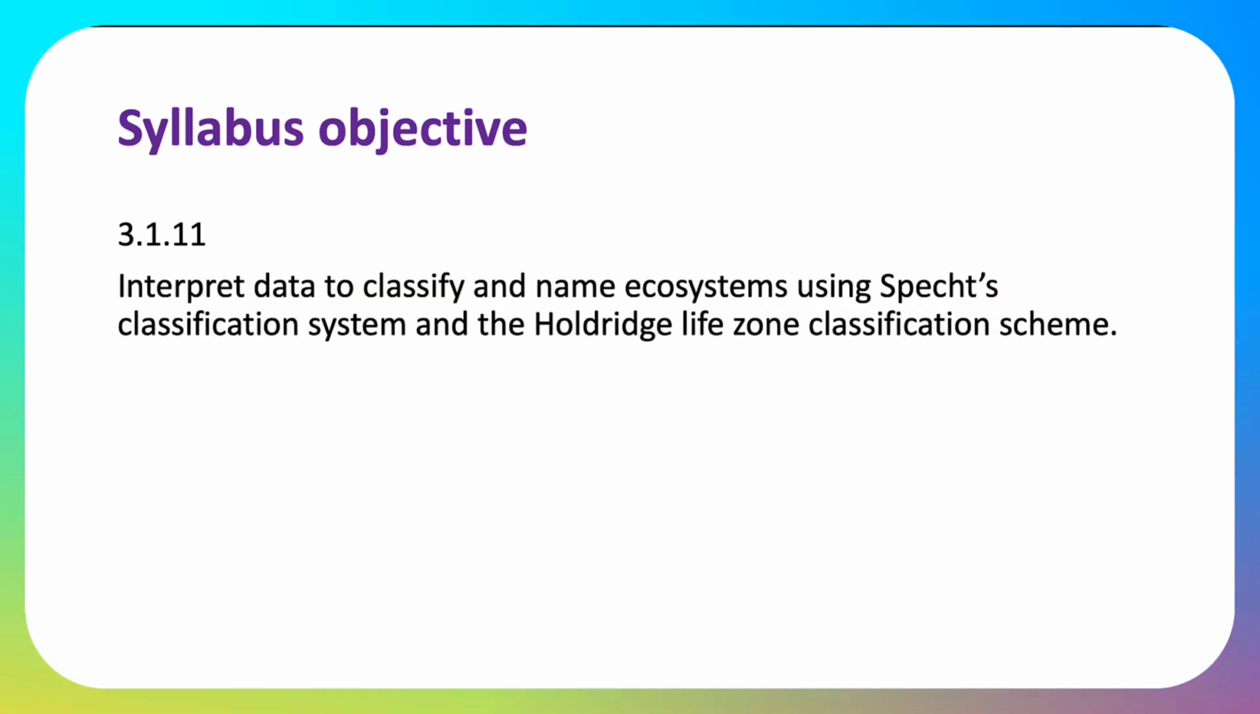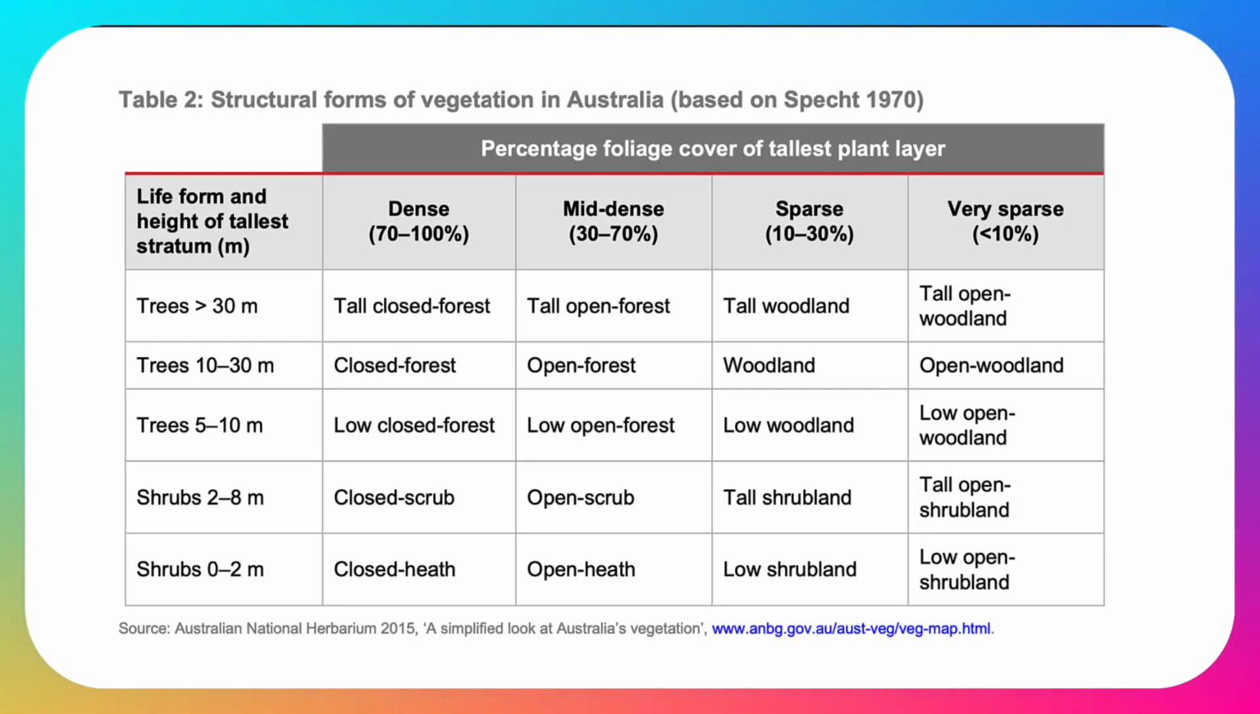This is what the syllabus objective says. You need to be able to interpret data to classify and name ecosystems using the Specht classification system and the Holdridge life zone classification scheme. So let's have a look at Specht first of all. Specht is the name of the author. It's fairly old now. Importantly though, it's Australian.